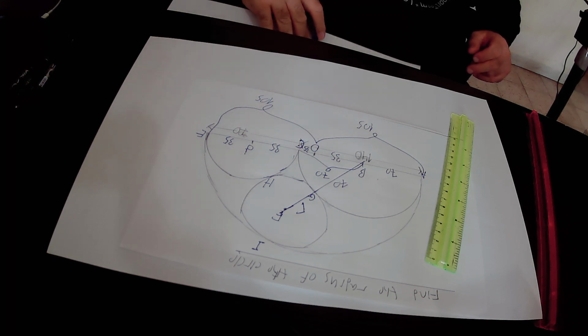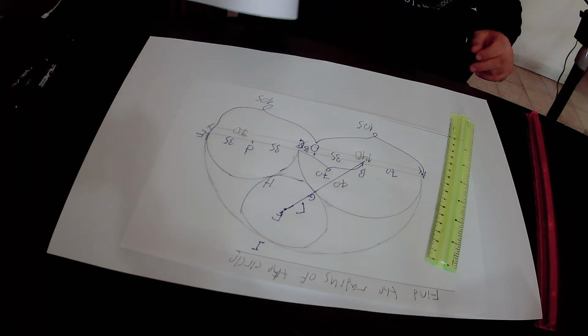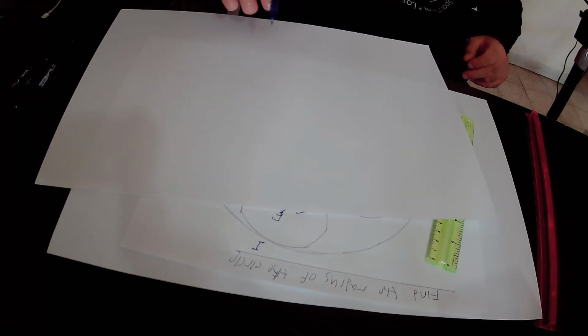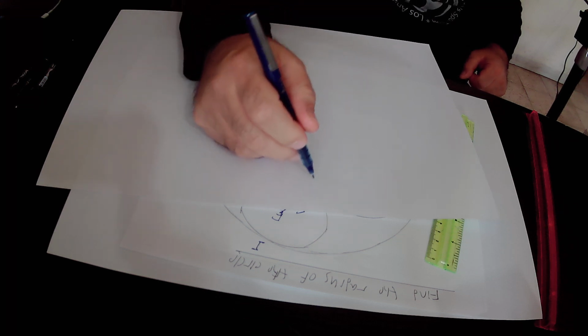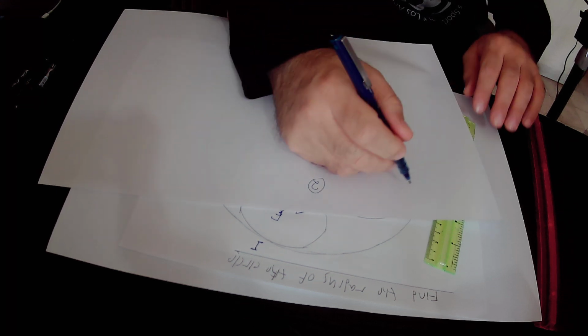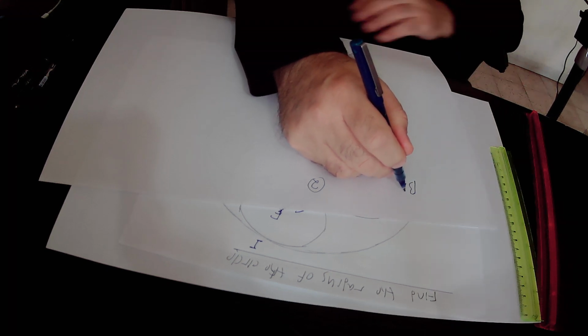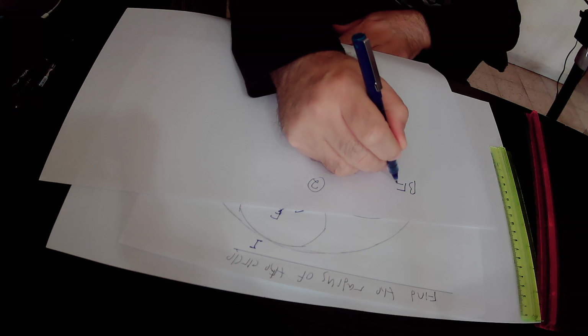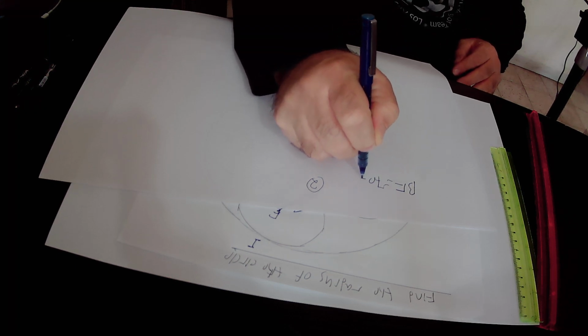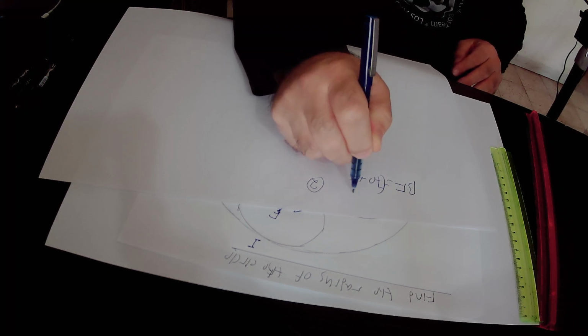So I will write it down. BF equals 70 plus r units. The length BF, that is the distance between the center of the semicircle and the circle, is equal to 70 plus small r units.